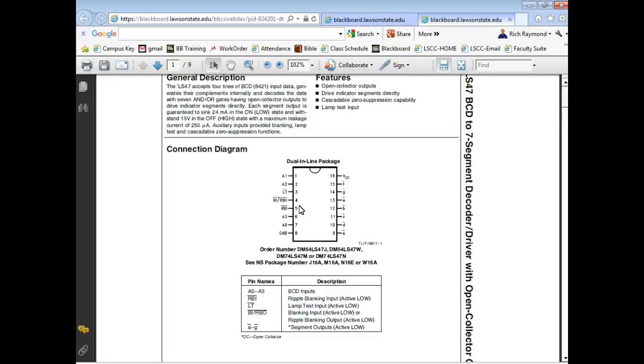1, 2, 3, 4, 5. Okay. 6, pin 3, pin 5. And then ripple blanking out is pin 4, which says it's supposed to hook to 1. Okay, y'all with me so far? We okay.